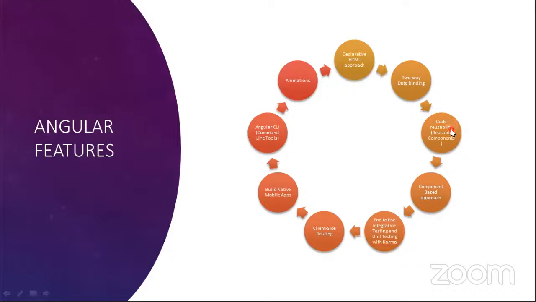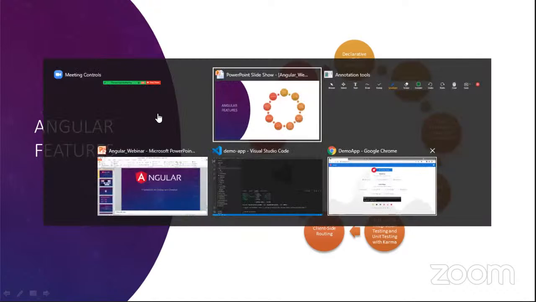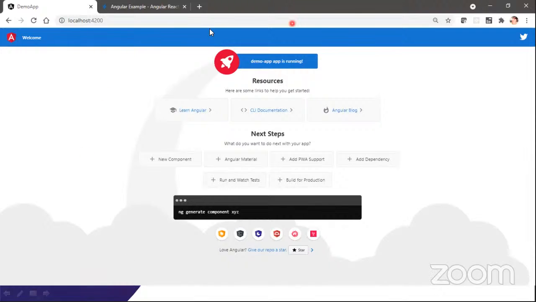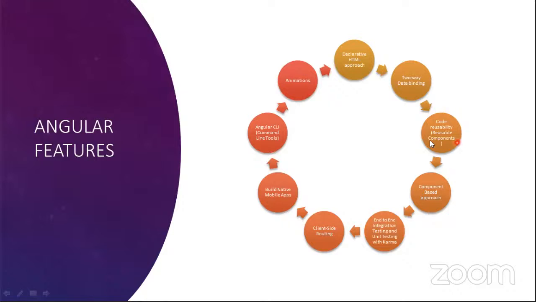Code reusability. In every IT field, this is the main feature we need, actually. Let's say you wanted to develop this page, whatever page you are seeing here, and you wanted to develop the same page again. In the IT field there is a key phrase: don't repeat yourself. Don't repeat the same code every time. Make use of the code which you have already written. That is what code reusability, reusable components, means.